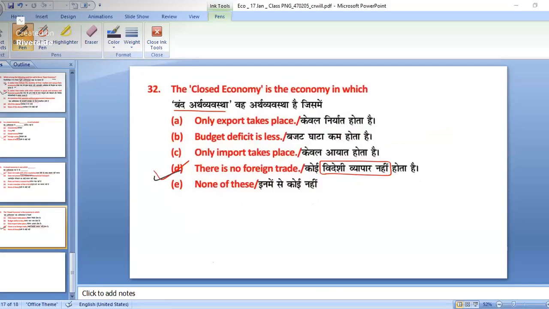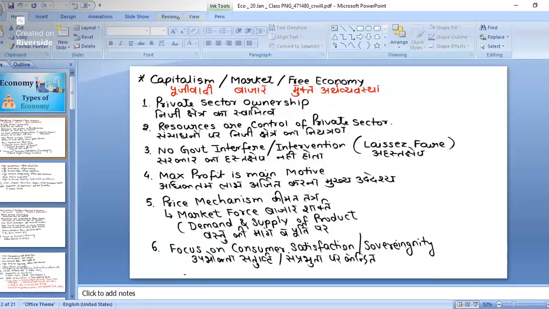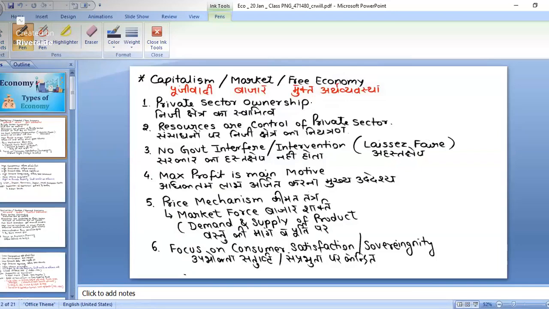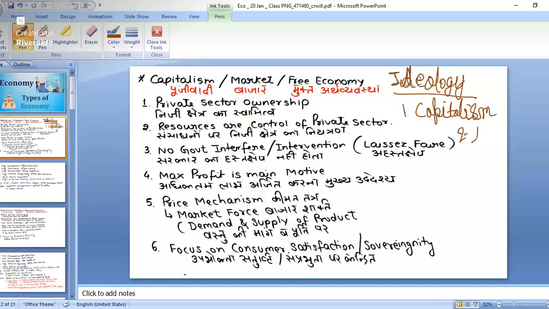Now one more type of economy is left over, so we will see that also. Here we have the types of economy on the basis of ideology. On the basis of ideology, we have three types. One is capitalism, one more is socialism, and one more is the mixed economy. So on the basis of ideology, we have divided our world into three parts: capitalism, socialism, and the mixed economy.